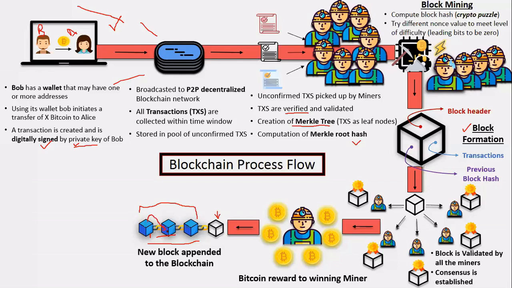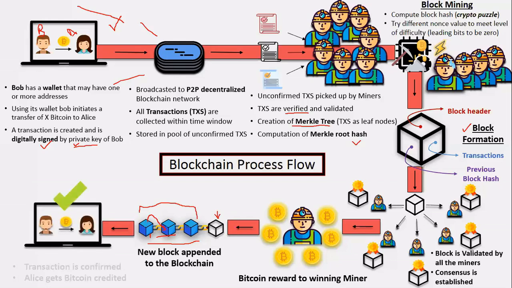Then everything will ripple down and the entire blockchain will collapse. So once the data is put onto the blockchain, we say it is immutable. All right, good. Once the new block is appended and the blockchain is updated, Bob gets a confirmation that the transaction has been processed and Alice gets credited with Bitcoin. So this is the entire flow of the blockchain.